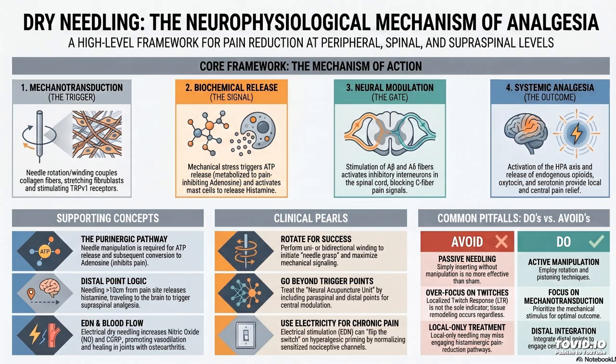Specifically, it is related to the activation of the diffuse noxious inhibitory control system, or DNIC. DNIC. That is a massive concept in pain science. Let's break down the physiology of DNIC for the listener. DNIC is a powerful central pain inhibitory mechanism hardwired into our neuroanatomy. The concept is often simplified as pain inhibits pain.